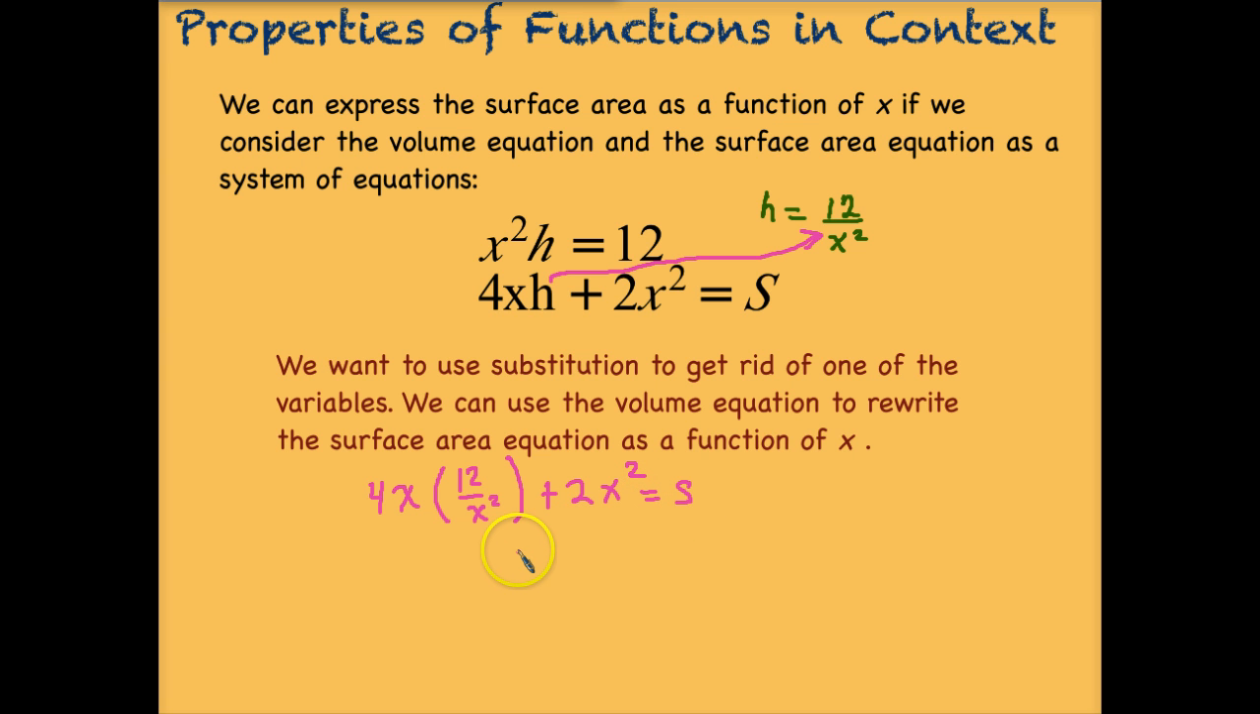All that's left now is just to simplify. If we want to simplify, we can take 4 times 12 and get 48. We can eliminate one of these x's by taking x into the x squared. We're left with just x, and then we have plus 2x squared. Now we have a surface area equation that we can graph in our graphing calculator.